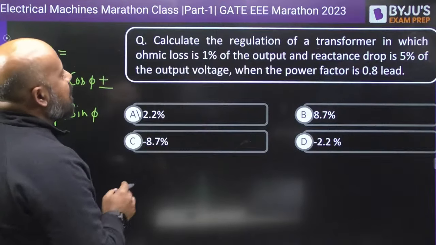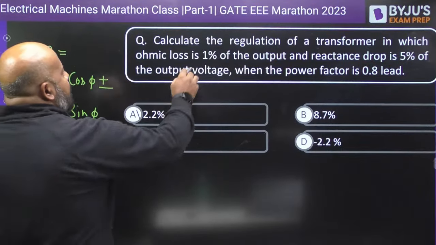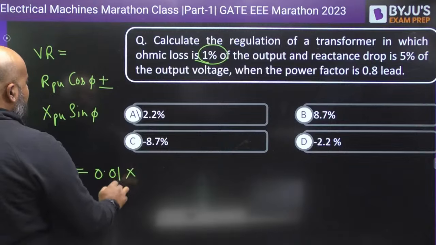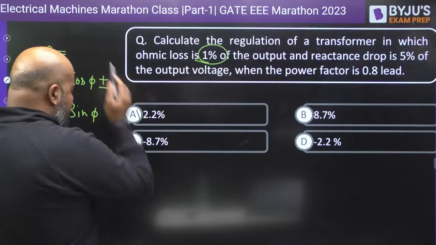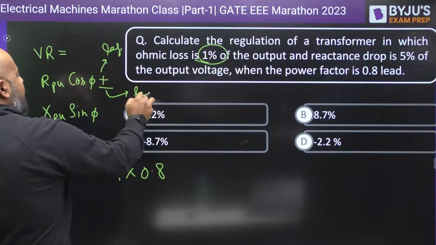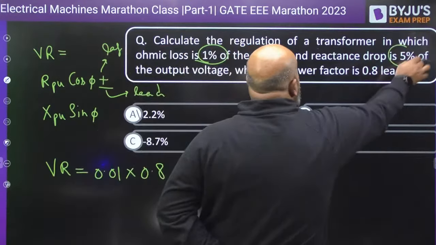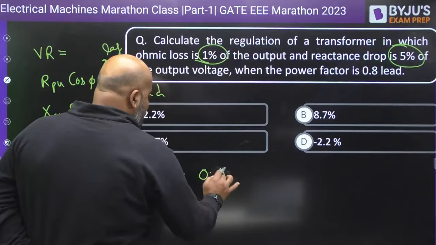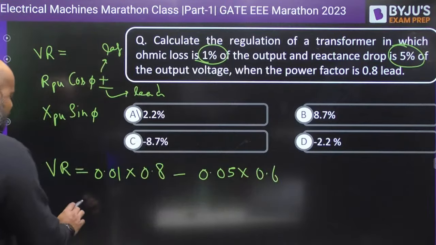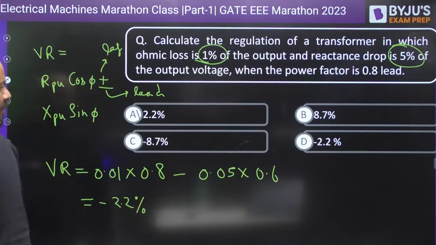R per unit is given, I think. So ohmic loss represented as 1%. So it represents R per unit. It is 0.01. What is cos phi? It is 0.8. And because it is lead, for lag we use positive, for lead we use negative. So negative you have to use for X per unit. The reactance drop is 5%. So it gives you X per unit 0.05. If cos phi is 0.8, what is sin phi? It is 0.6. Just find it. I think you must be getting minus 2.2. Yes or no?